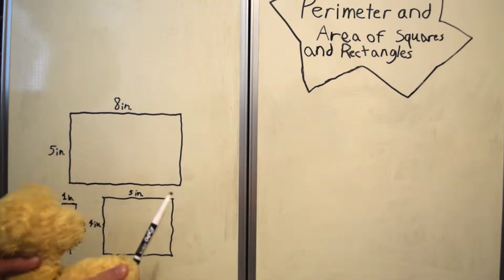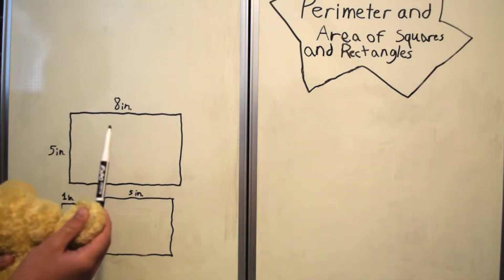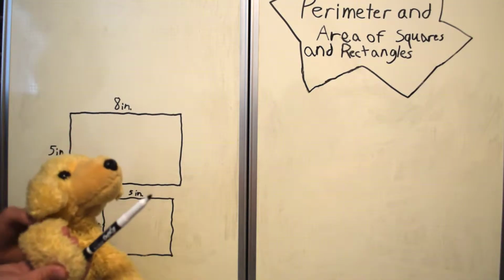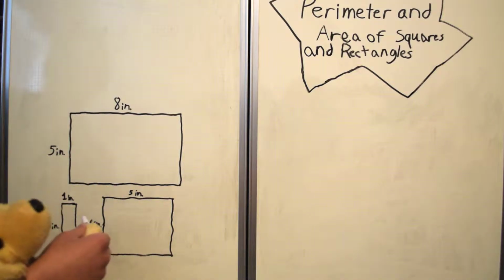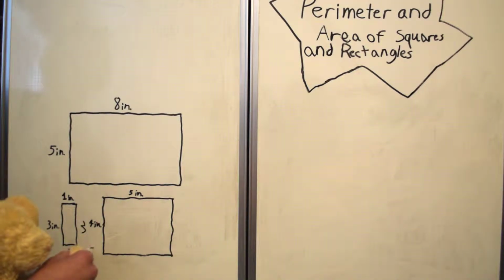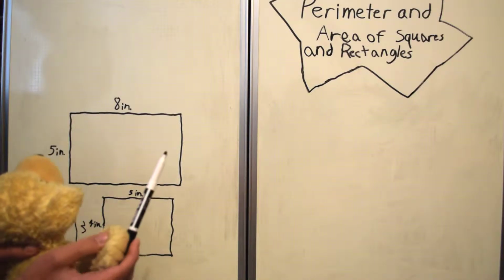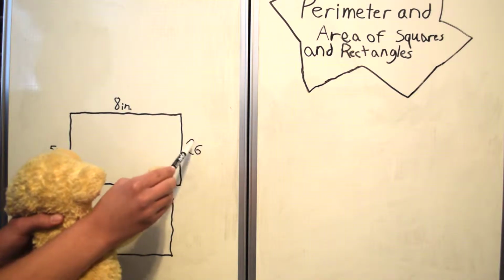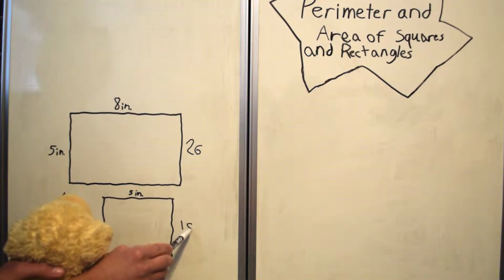Now that we know the lengths of all the rectangle sides, we can find their perimeters. And finding the perimeter of rectangles is the same as for finding the perimeters of squares. So that means that this rectangle's perimeter is 8 inches. Also, the perimeter of these rectangles are 26 inches and 18 inches.